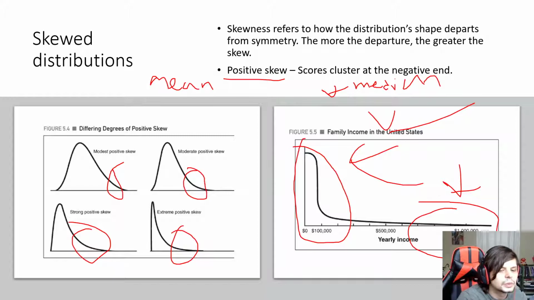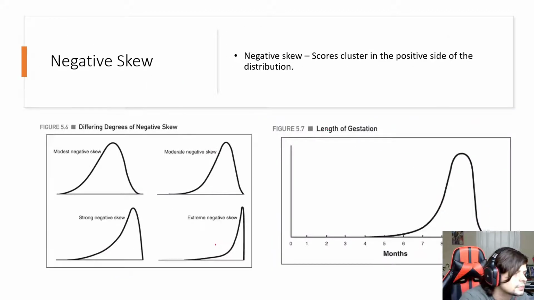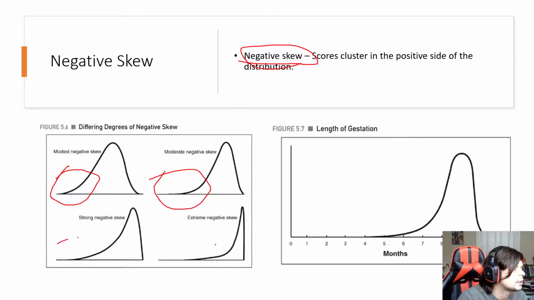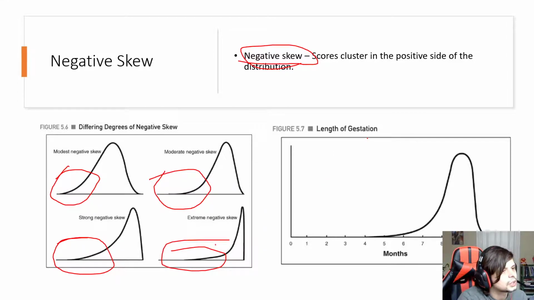All right, moving forward. Negative skew: scores clustered in the positive side of the distribution. Again, negative skew means negative tail. So the tail's on the negative side, on the left side, which is the negative side. So we will now look at that. What's a good example of negative skew? Gestation, or how long a person's pregnant before they give birth.